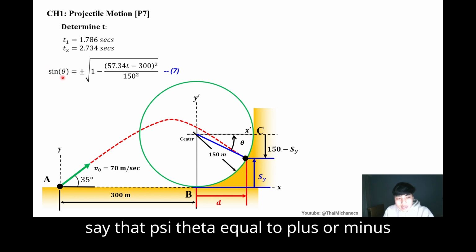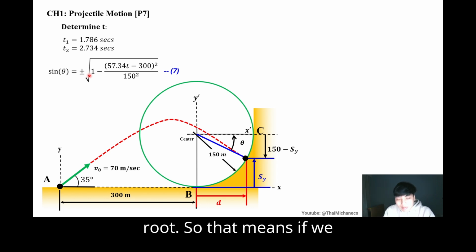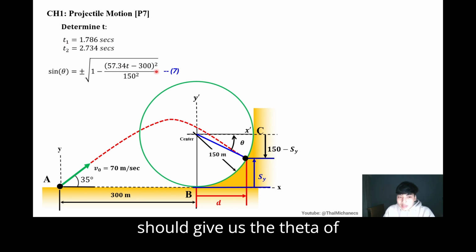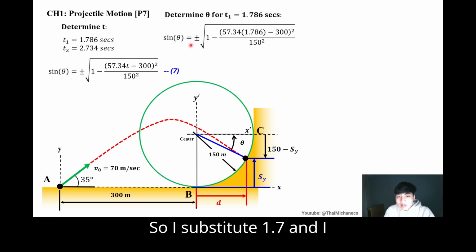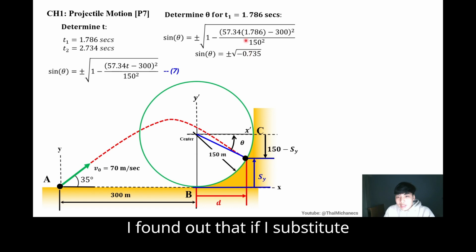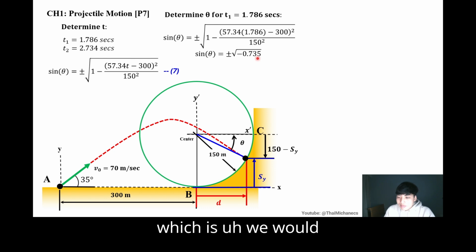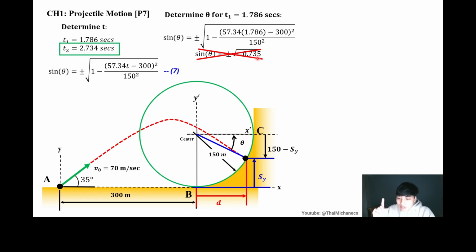We say that sin theta equals plus or minus because we obtained it from the square root. So if we substitute one t into this equation, it should give us a positive theta. So I substitute 1.7, and I found that the square root is negative, which would return an imaginary answer, and the angle will not be valid at this point. So we select the T2, which is 2.7 seconds.